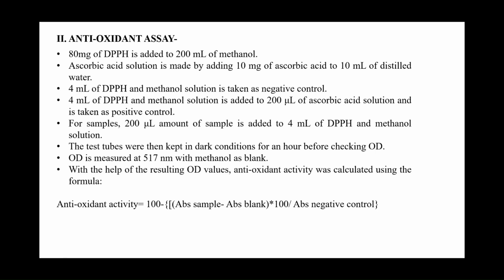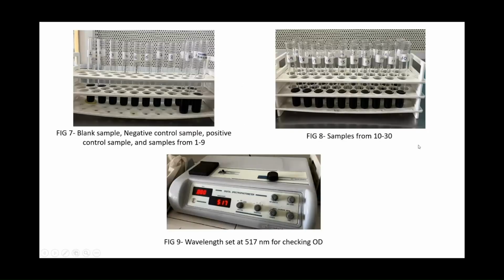Then the test tubes were kept in dark conditions for an hour before checking the OD. OD is measured at 517 nanometers with methanol as blank. With the help of the resulting OD values, antioxidant activity was calculated using this formula. For calculating antioxidant activity, we use this formula. So these are the different samples mentioned in figure 7. And this is the wavelength, 517 nanometers, in figure 9 that we use for checking OD.